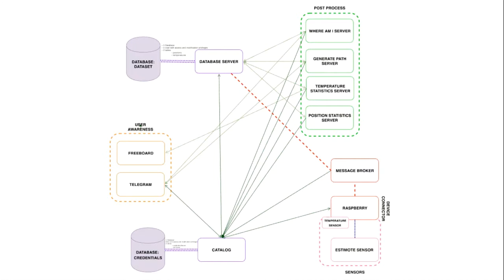Then we have the database server, which essentially is the collector of the raw data published by the sensors. Then there is the post-processing part, which consists of 4 servers in charge of elaborating the raw data collected by the database server and publishing them to the user interface when stimulated. Finally, there is the sensor part, which listens for new data and eventually sends them to the database server.